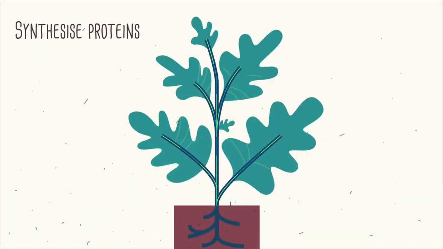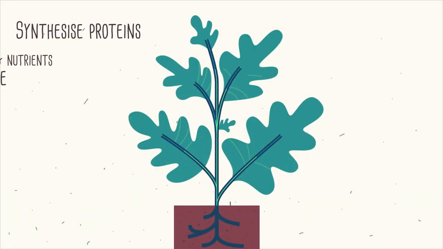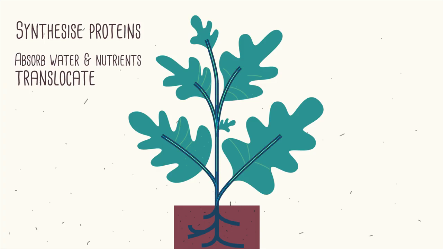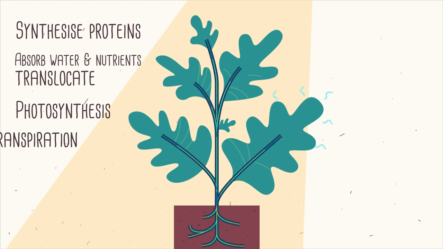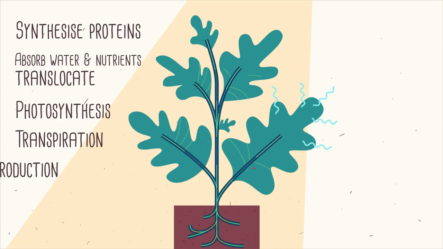A healthy plant can synthesize proteins in order to grow, absorb water and nutrients and translocate them to where they are needed, perform photosynthesis and lose byproducts through the roots and through transpiration, and reproduce in order to bear fruit or seeds.